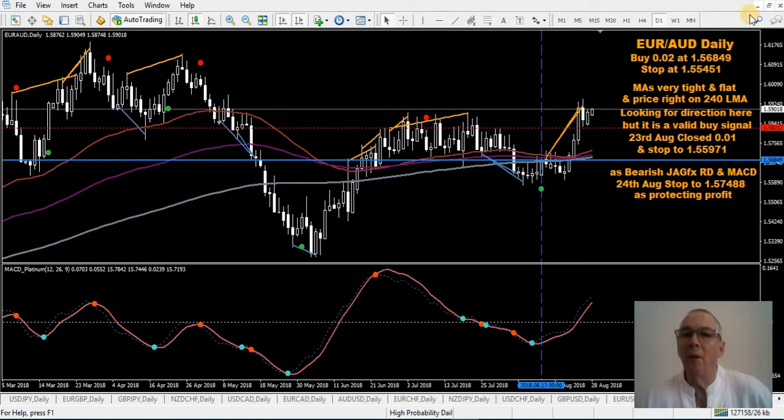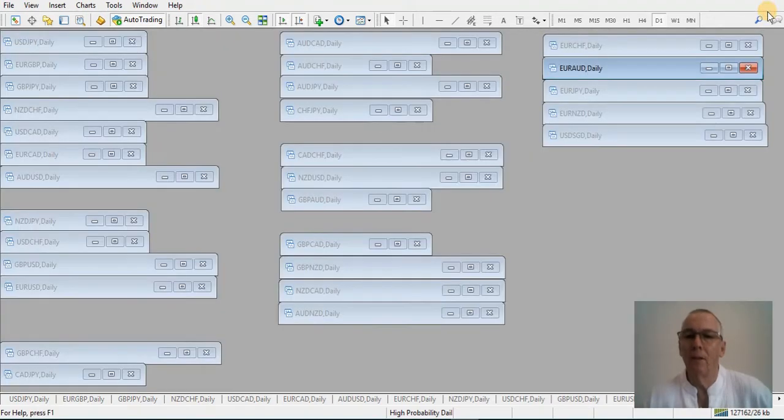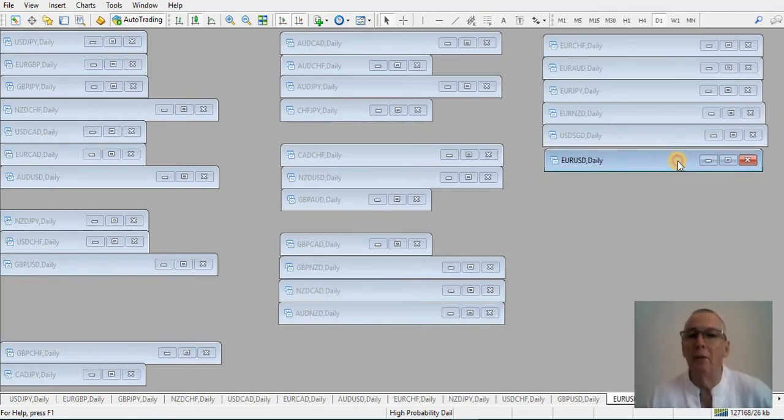Yep, I forgot one. So that's a Euro Aussie. Stop moved up on that buy, locking in profit. And I forgot one. This one, Euro, should be in here too.